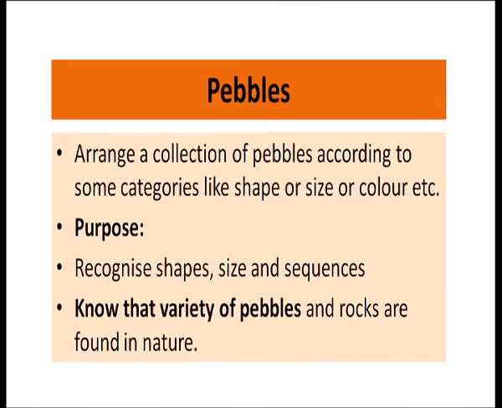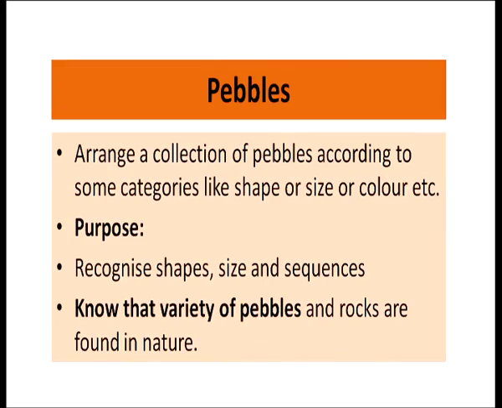Let's take an example of how pebbles can become a resource in EVS. We see pebbles all around. You can encourage children to collect pebbles. After they collect pebbles, you can ask them to categorize them. They can categorize as they want. Some children may categorize pebbles according to shape, some according to size, some according to color. So they can arrange them according to their own choice.